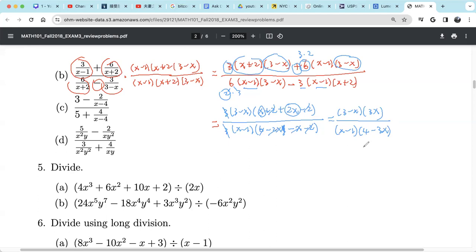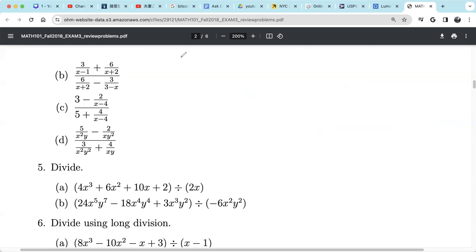Now, do I have common factors? No more common factors in the numerator and in the denominator, right? And if you want, you can end here. Or, by convention, usually we write it like this: we write 3x before 3 minus x. Then the denominator we write the same. Okay, that's B.